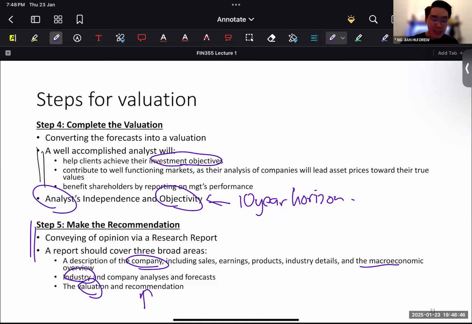Great. So like I mentioned, when you do any kind of valuation, please use this as a good template in tackling those questions.